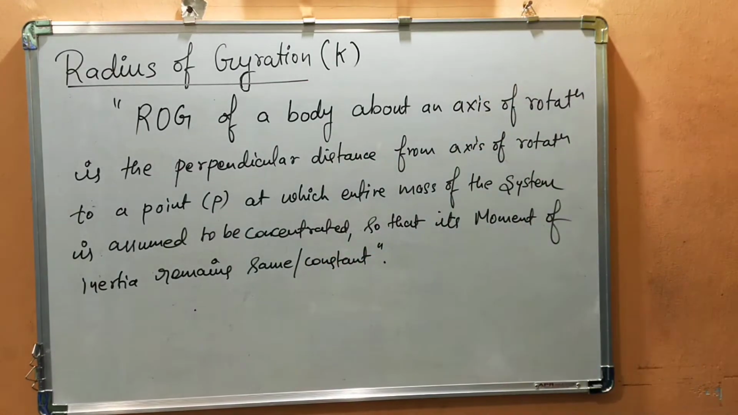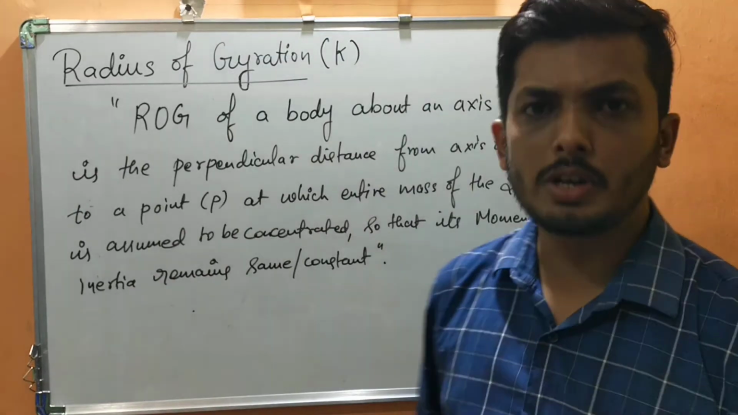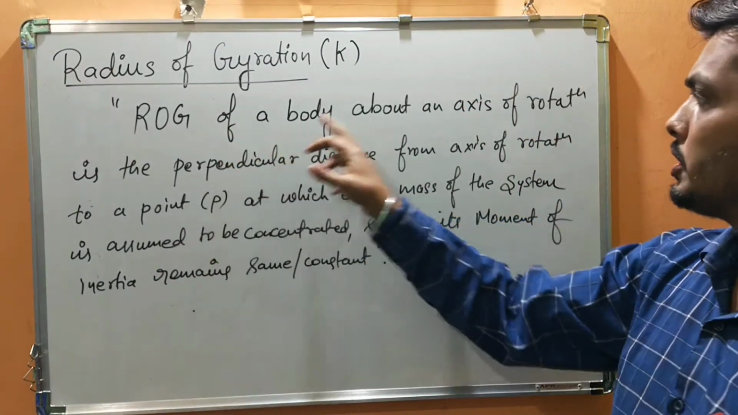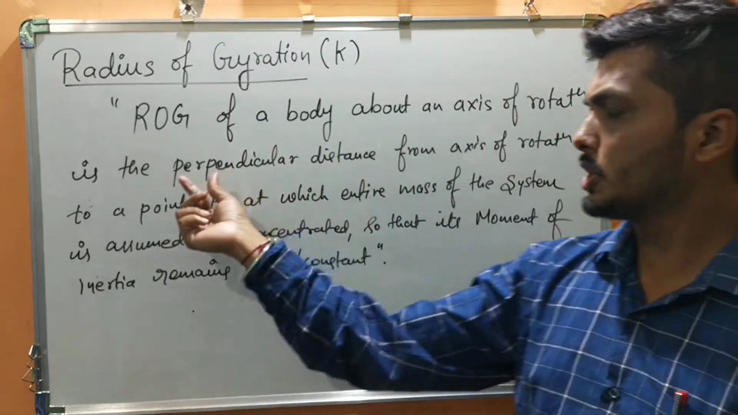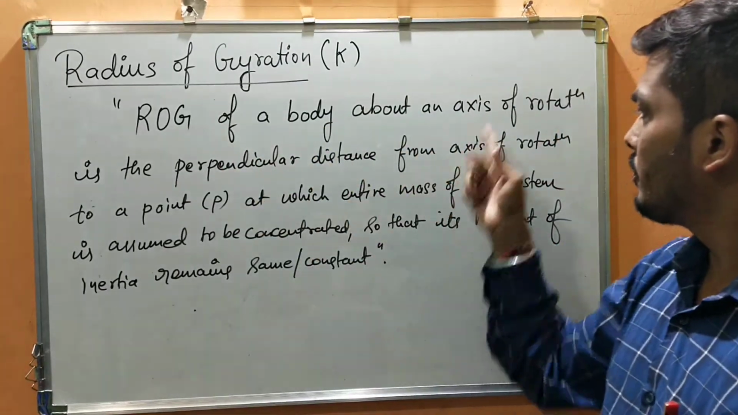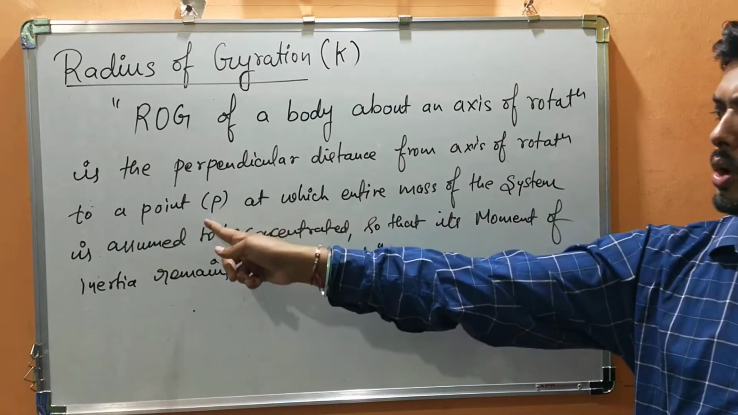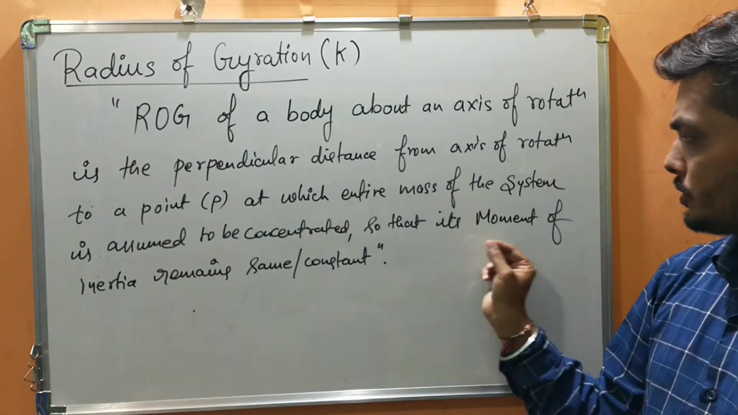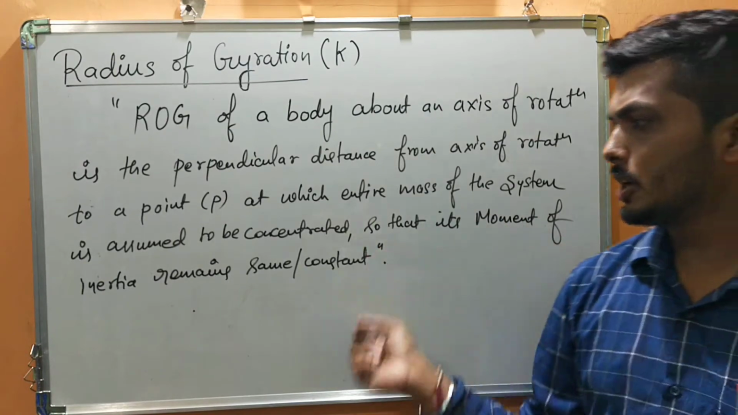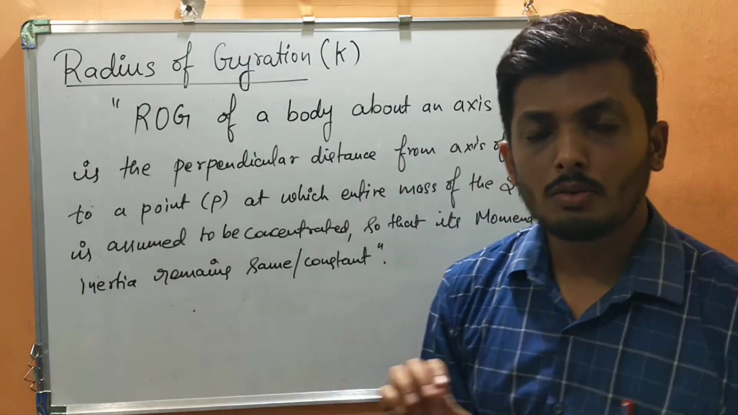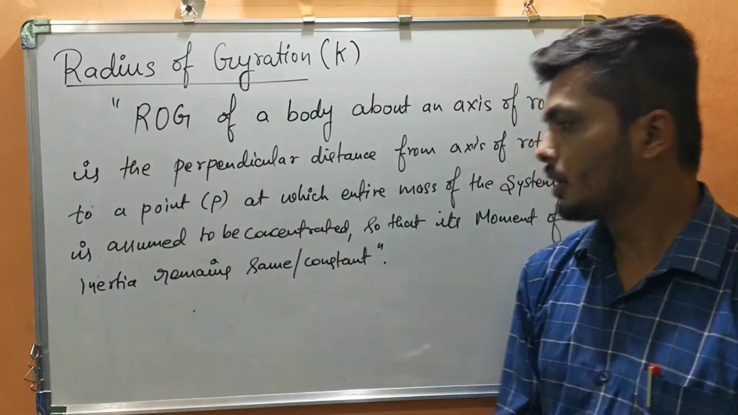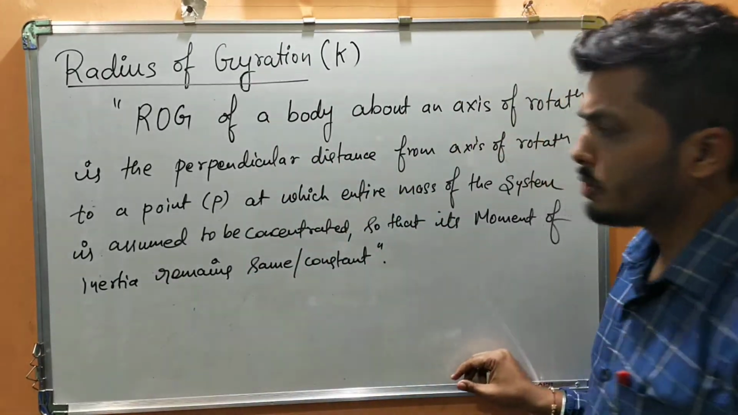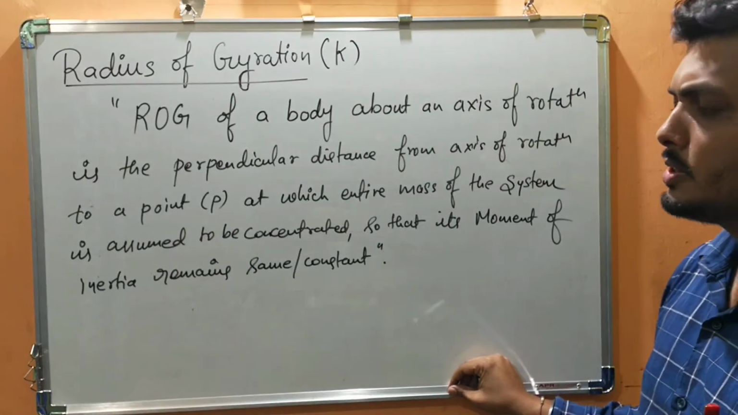Okay, so quite a lengthy definition but very easy to understand. So what exactly is radius of gyration? Radius of gyration of a body about an axis of rotation is a perpendicular distance from the axis of rotation to a point at which the entire mass of the system is assumed to be concentrated so that its moment of inertia remains constant. Have you understood something? No. Okay, to make you understand only I am making this video. So don't worry. Write certain terms related to this, then later I'll explain.